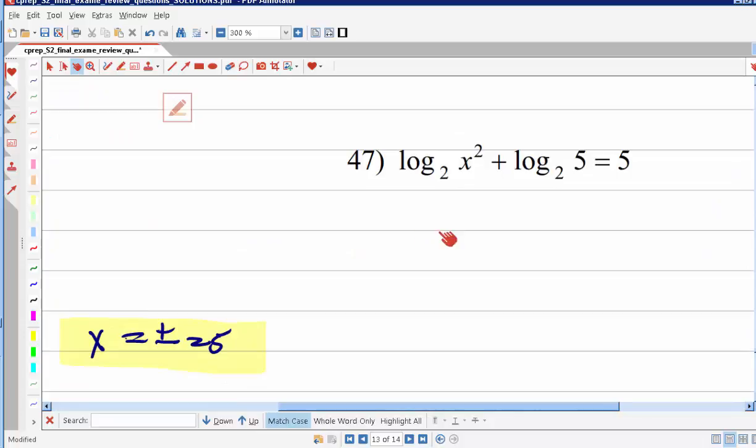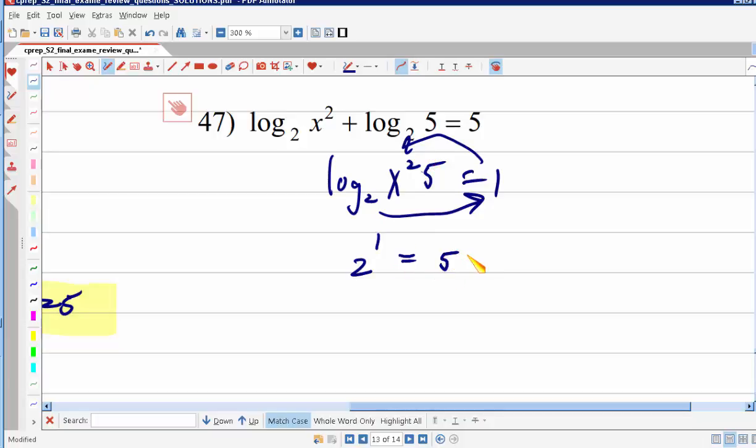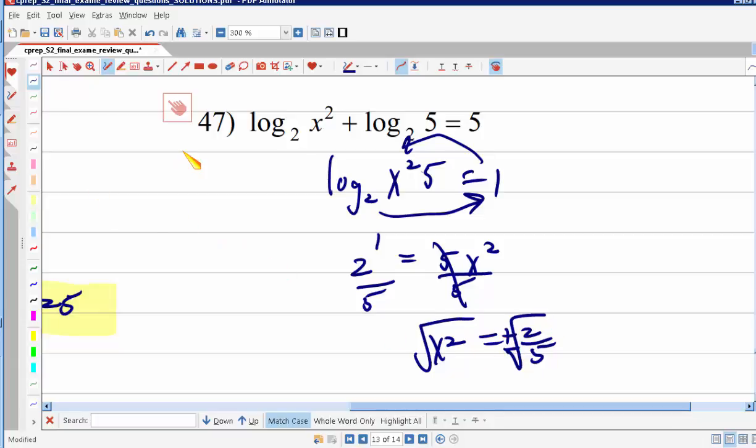Is that 47? Oh, no, there was another one. Okay, so I'm going to condense. And then I rewrite in exponential form. So 2 to the 1st power is equal to 5x squared. All right, then I'm going to divide by 5. So now I'm up to x squared equals 2/5. So I take the square root of both sides to solve. And I end up with x, excuse me, plus or minus square root of 2/5.